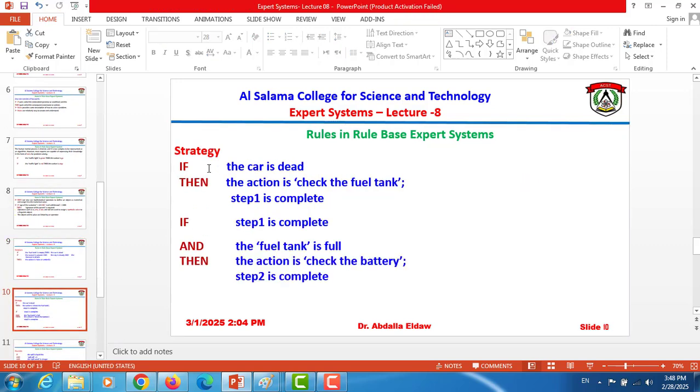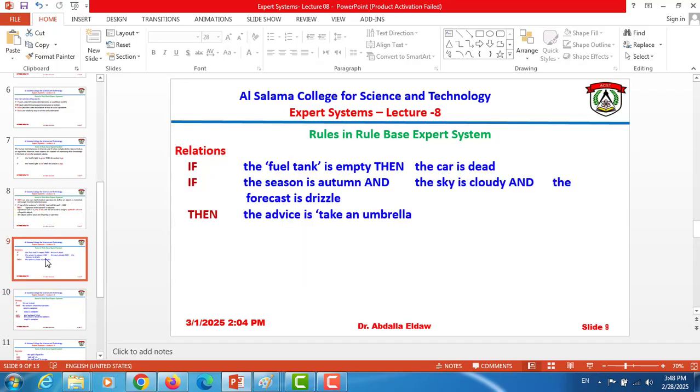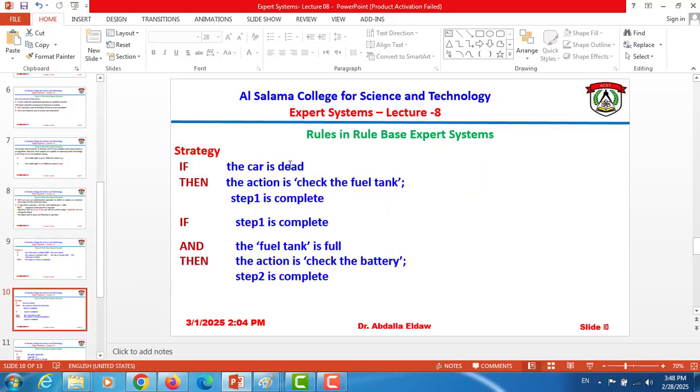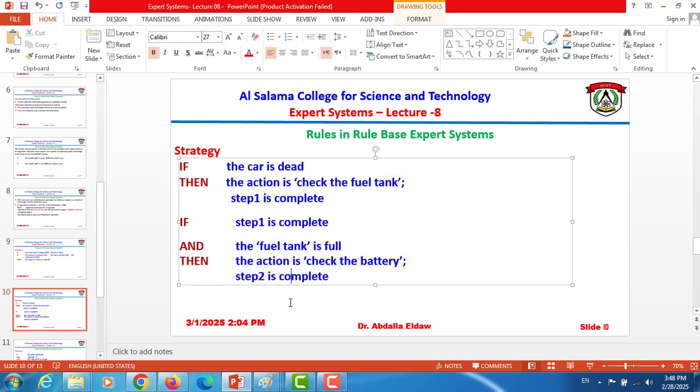Next slide, also the strategy. According to the previous result, for example, the car is dead, we take this result, and if the car is dead, we have another action. This action may be one step, check the fuel tank, and the second step, check the battery. And this program can include other steps. Step 3, check the tire.